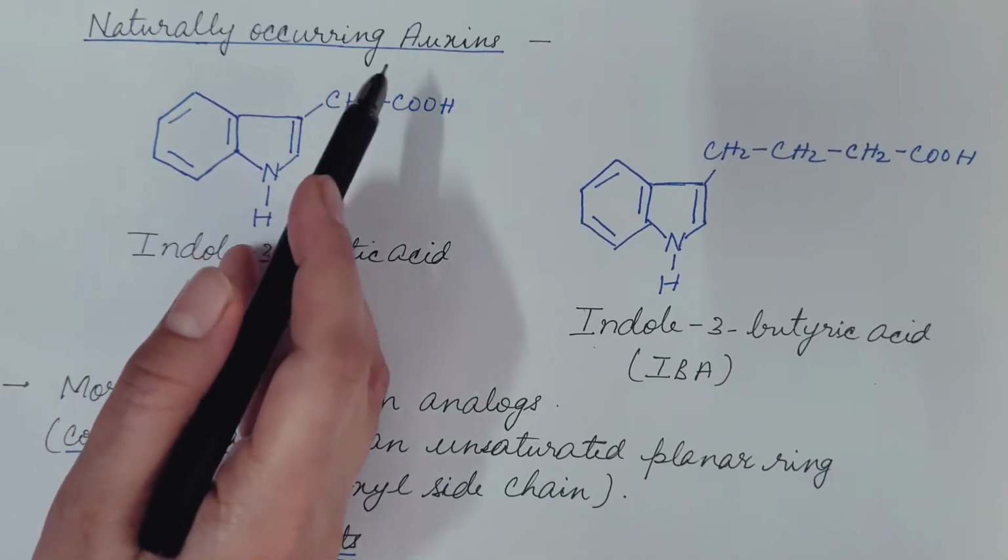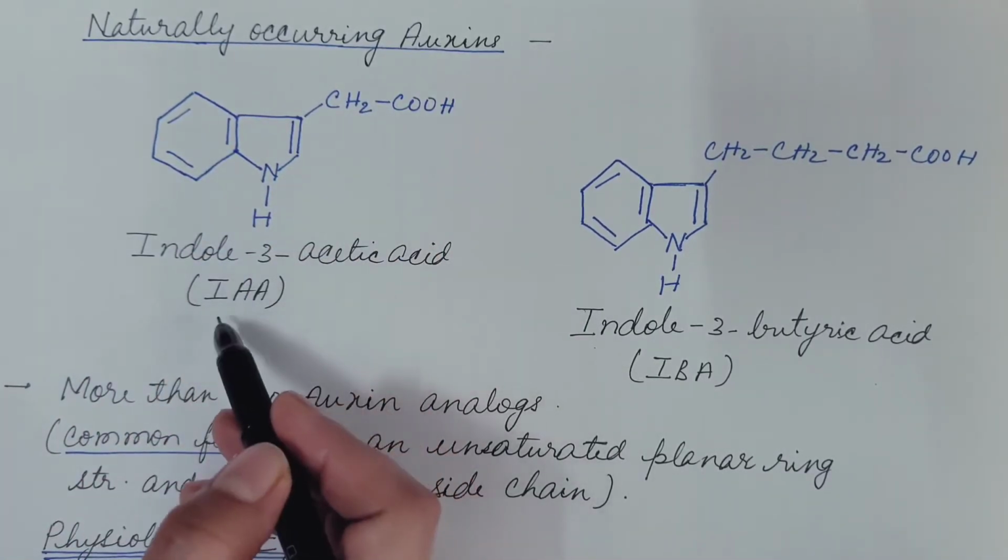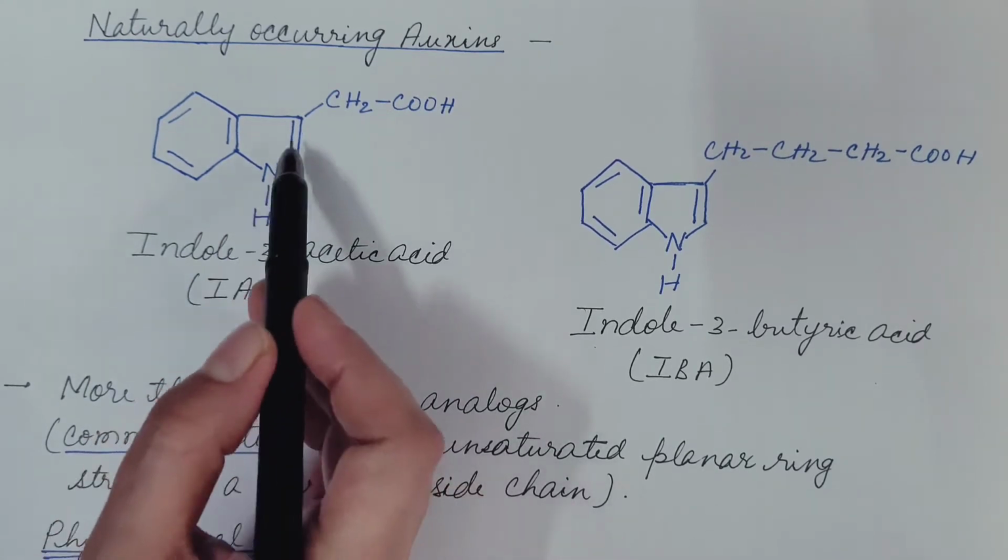Some of the naturally occurring auxins are indole-3-acetic acid, IAA. This is its chemical structure.